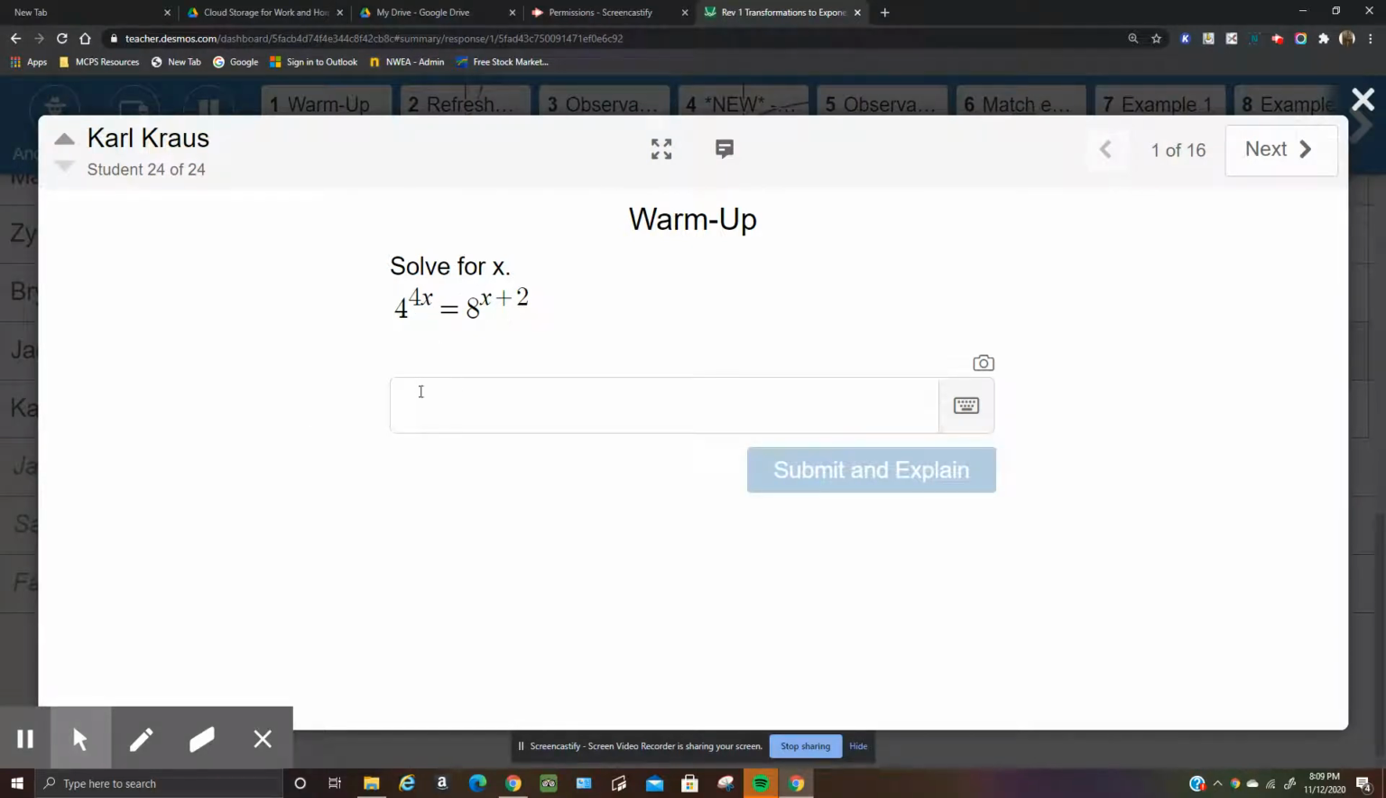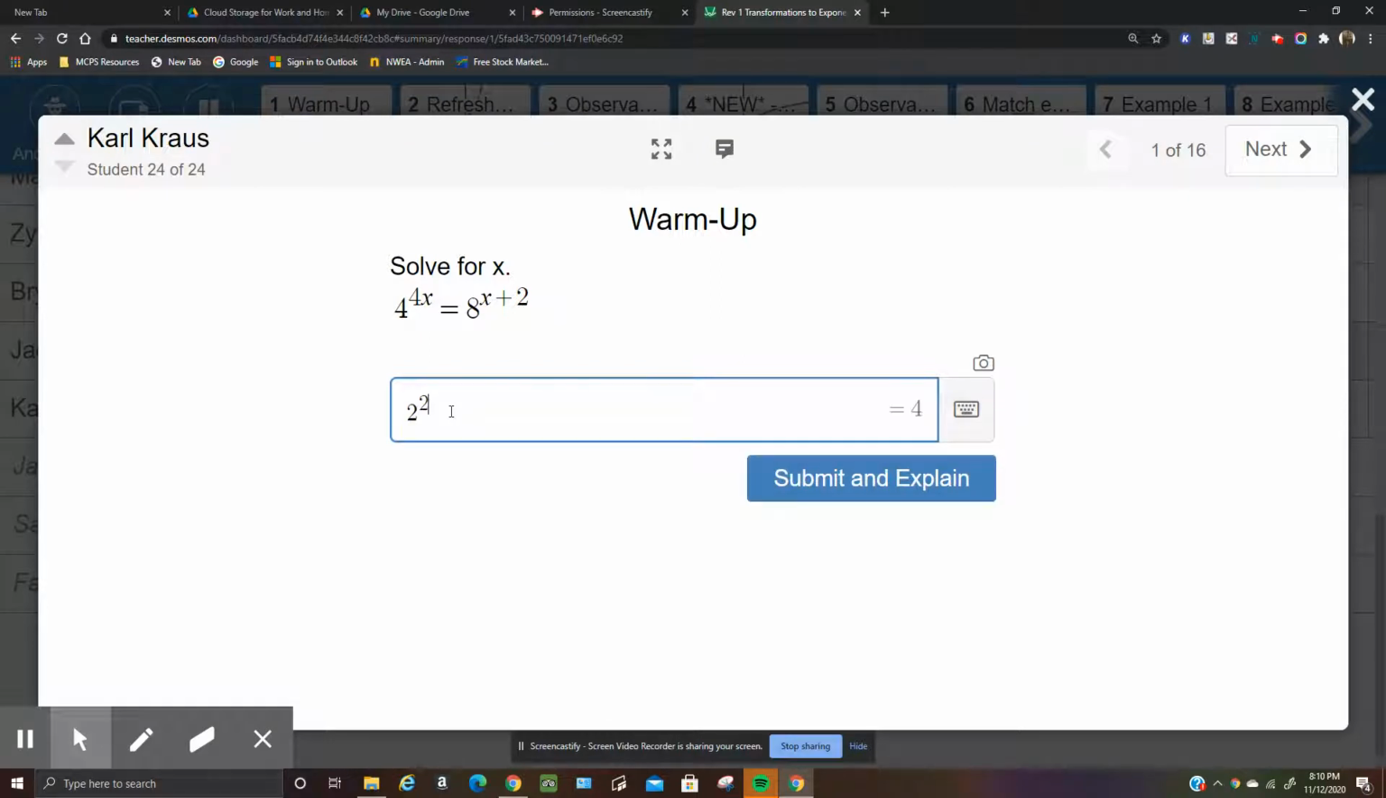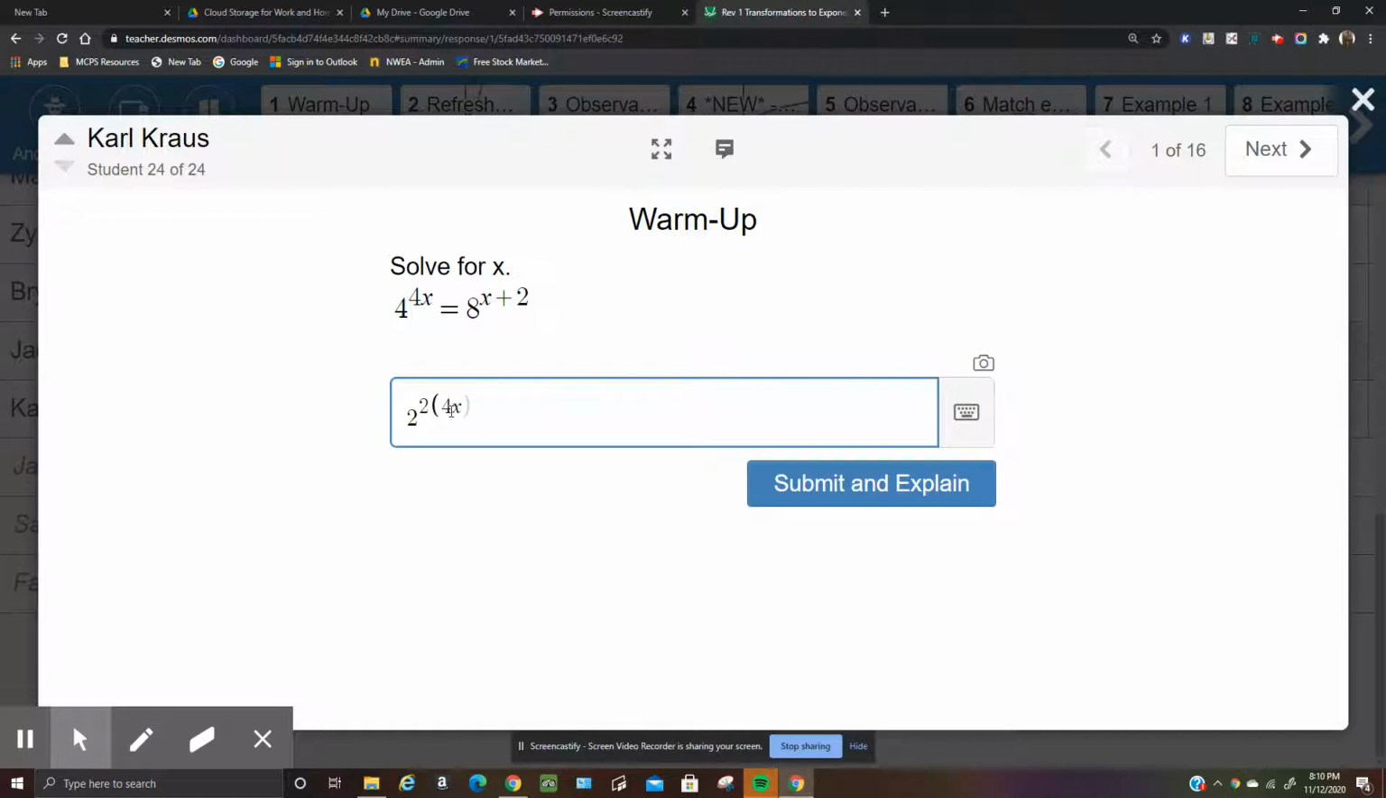So the warm up was to solve this equation. You have to put the same base here. So base 2 would be the base, so 2 squared, and then times 4x in the exponent, and then 8 is 2 cubed, and then x plus 2. You see, so now you can equate the exponents here. 2 times 4x equals 3 times x plus 2.